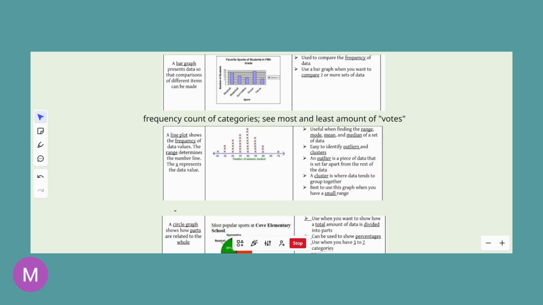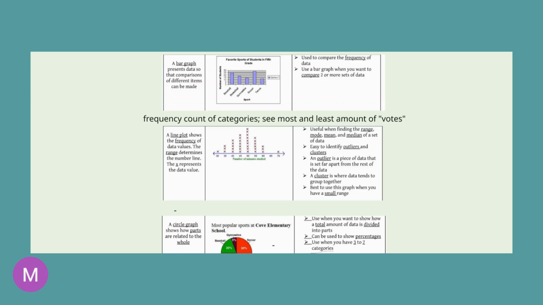In a line plot, that is where you get to see a little bit more detail, and you can see numbers along the bottom axis there. It's still a frequency count. All three of these graphs that we are comparing are all frequency counts, but they all show a little bit different information, okay? So on the first one, you see the most and least votes in categories. This one, you're actually going to see those measures of center that we've been looking at, okay, where you can see the mean, the median, the mode, the outliers. You're going to be able to see where information or data is clustered.